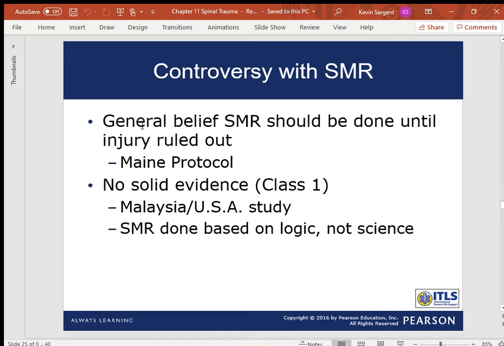There have been studies done. Spinal motion restriction has historically been done based on logic, not science. So it's like, well, do we suspect it should be done? Then we should do it. It doesn't say, well, scientifically, let's evaluate the risks versus benefits of doing this and that. And it's been studied at length in the past several years.